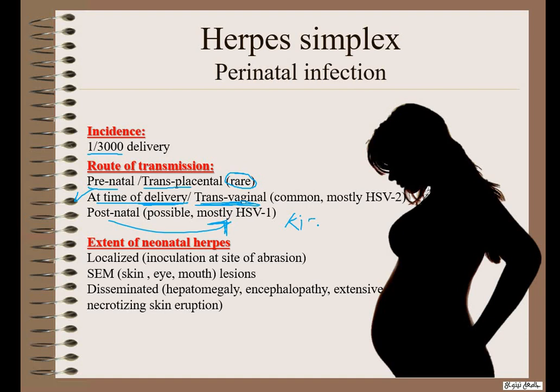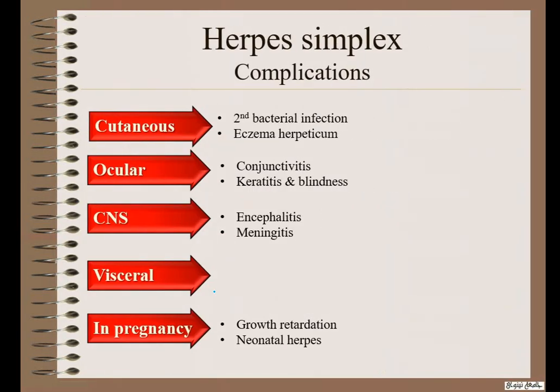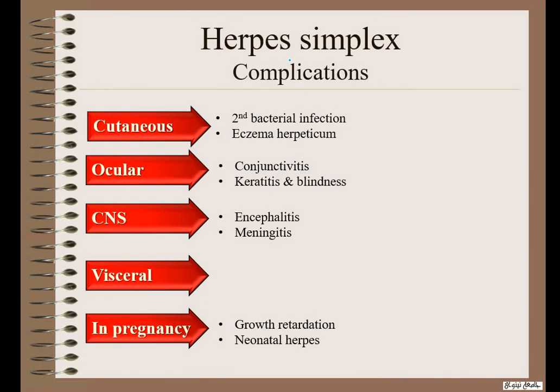The clinical manifestation of neonatal herpes may be localized at the site of abrasion, or the infection may involve the skin, eye, and mouth, the so-called SEM lesion, or the patient may have a disseminated one, manifested as hepatomegaly, encephalopathy, and extensive necrotizing skin eruption.